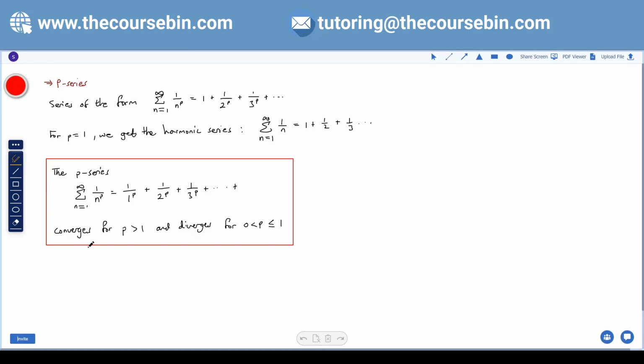So this means that whenever you have a series of the form 1 over n to a certain power, all you have to do is check the power. If the power is less than or equal to 1, then it's going to diverge. But if it's greater than 1, it's going to converge. So the p series is very straightforward.